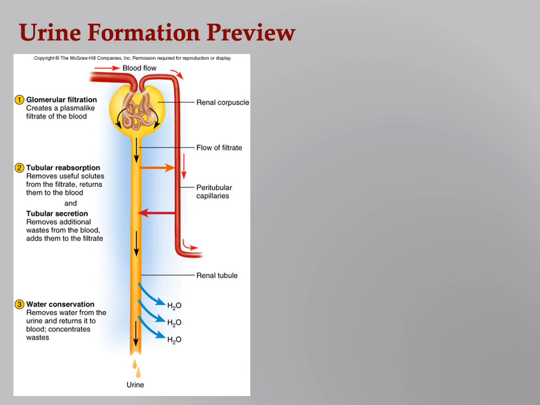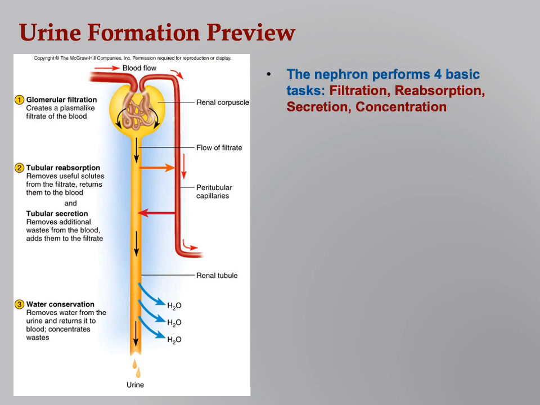Let's talk about how we're going to make urine. This is a preview. It'll be the next PowerPoint where we talk about the actual formation. But let's look at the basic outline here first and get that clear in our head. Then we can go ahead and dive into the separate steps. So 4 basic tasks: filtration, reabsorption, secretion, concentration. And the words, once you get used to them, tell you exactly what they are. Those are good words. Those are the right words to use.